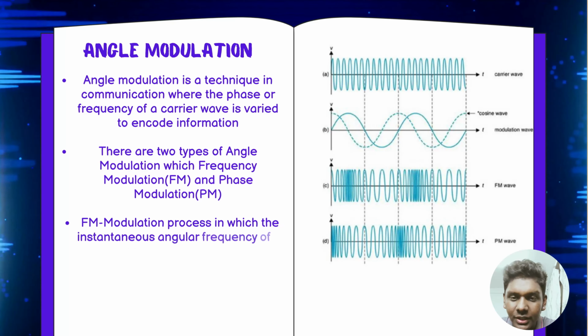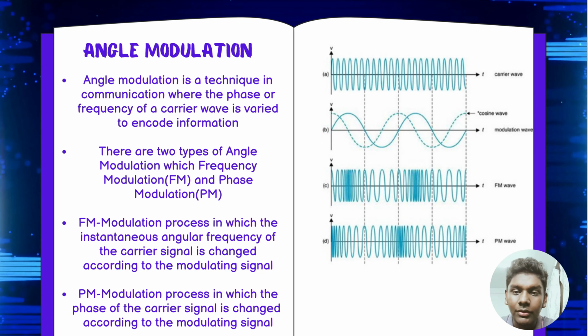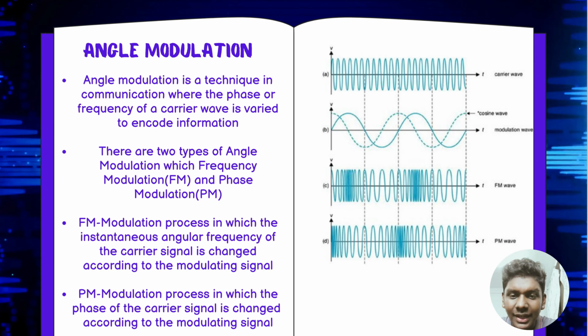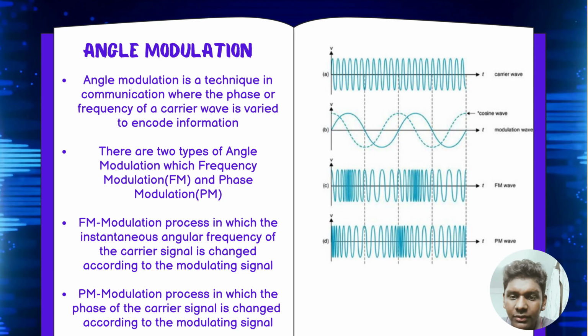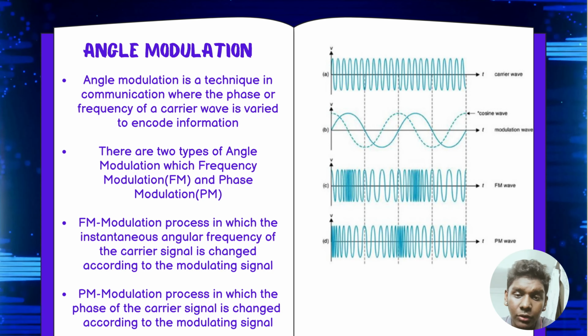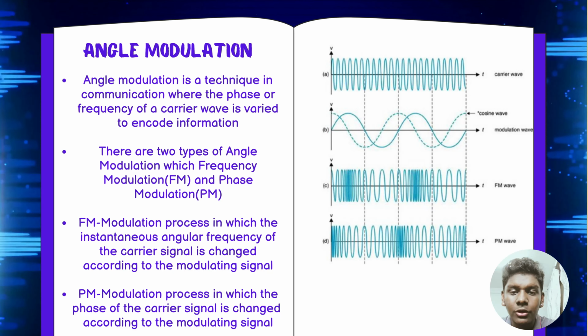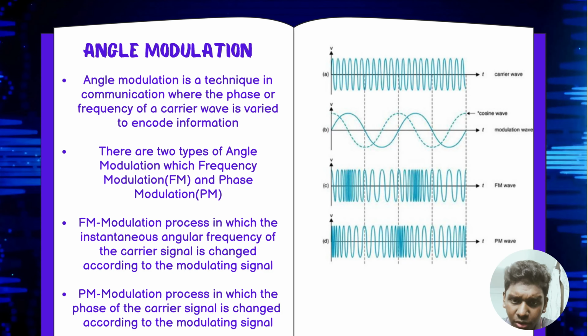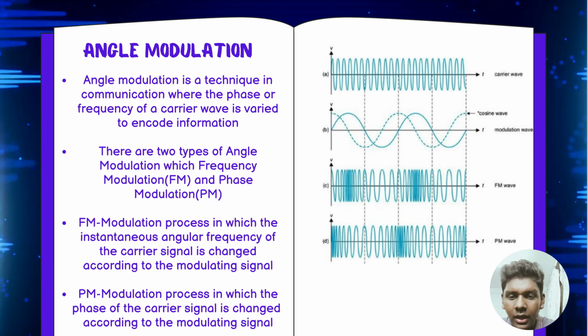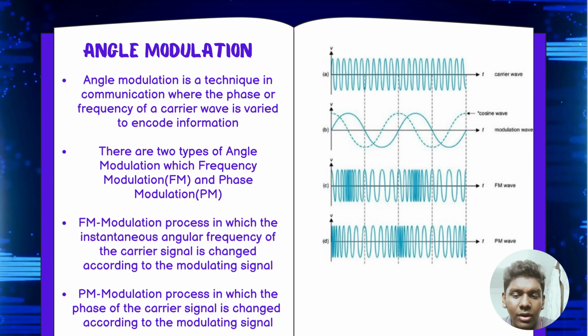I'm RUVANESH here. Today I would like to explain angle modulation. Angle modulation is a technique in communication where the phase or frequency of a carrier wave is varied to encode information. There are two types of angle modulation, which are frequency modulation and phase modulation. So what is FM modulation?